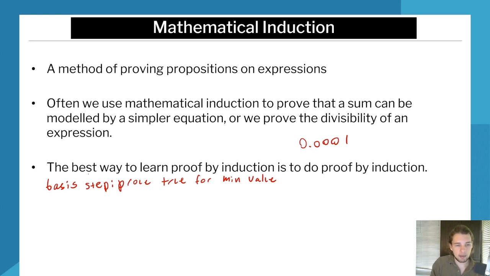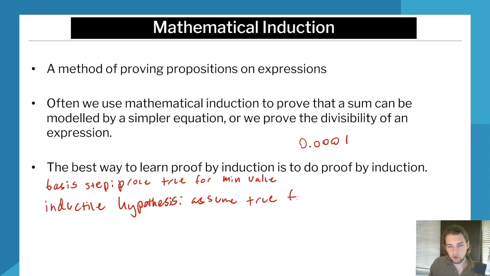Then we do the inductive hypothesis. Now what we do in here is we assume the statement is true for k. k doesn't really mean anything real. We're just making a statement that says this is true for k. And that will start to make sense in the next step, which is the inductive step.